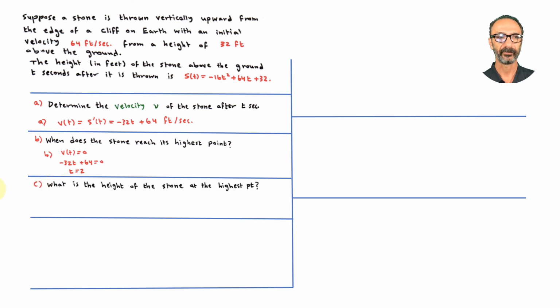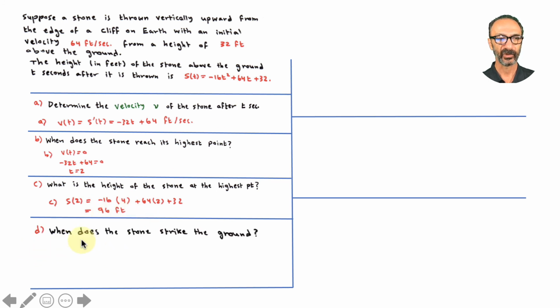Good to know. Part C. What is the height of the stone at the highest point? That means at t equals 2. Plug it in right there. 96 feet. Part D. When does the stone strike the ground? Well, the stone will hit the ground when s of t equals 0. So s of t equals 0. Plug 0 here, plug 0 here to the right, and solve this algebraically.